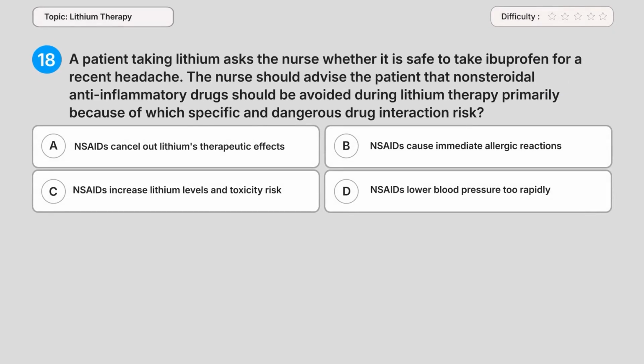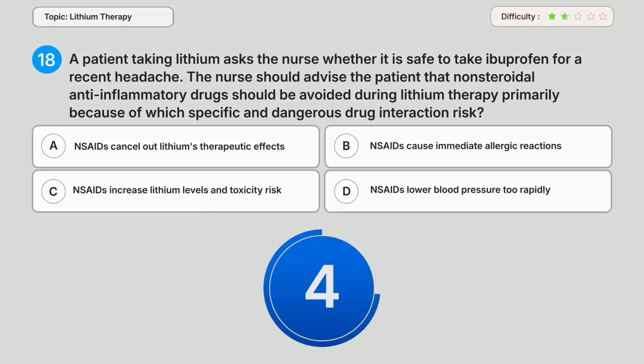18. A patient taking lithium asks the nurse whether it is safe to take ibuprofen for a recent headache. The nurse should advise the patient that non-steroidal anti-inflammatory drugs should be avoided during lithium therapy, primarily because of which specific and dangerous drug interaction risk. A. NSAIDs cancel out lithium's therapeutic effects. B. NSAIDs cause immediate allergic reactions. C. NSAIDs increase lithium levels and toxicity risk. D. NSAIDs lower blood pressure too rapidly. Do you know the answer?